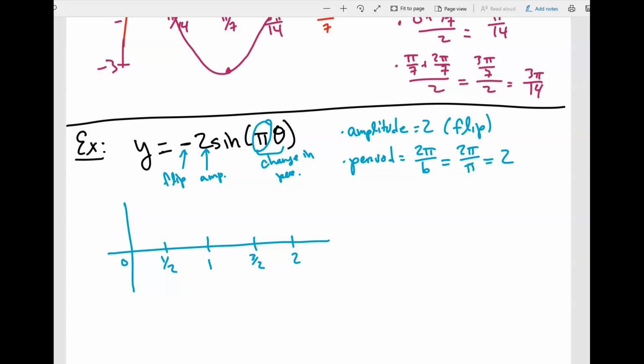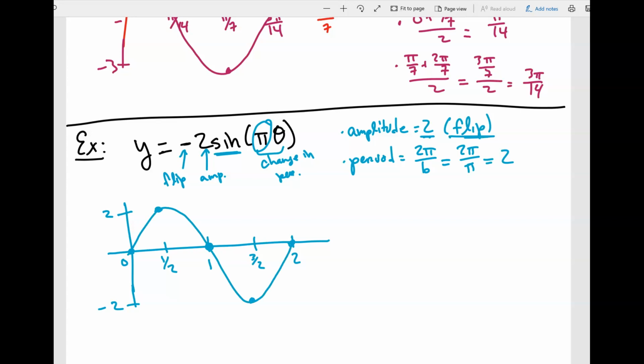Okay, now the amplitude is going to be 2. So let's go ahead and do 2. So it's going to start at 2 up here and negative 2 down here. And then sine starts at 0. So it's going to be 0, 2, 0, negative 2, 0. Okay, now technically this would be the answer, but in this case we're forgetting one last thing.